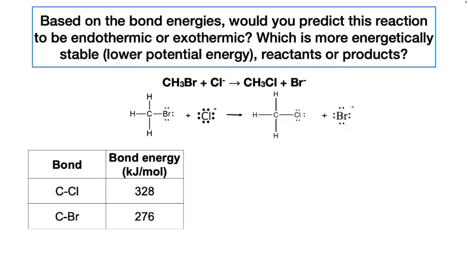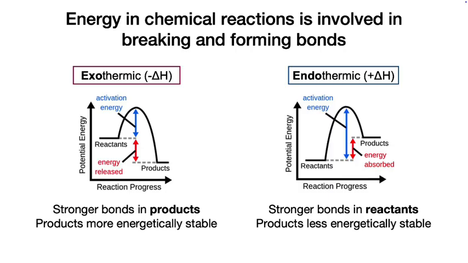Which bond was stronger, the carbon-bromine or the carbon-chlorine? The carbon-chlorine. Where's the carbon-chlorine bond in our chemical reaction? In our products. If it's stronger in our product side, we've got an exothermic reaction. Our products are more energetically stable. In an endothermic system, we're looking at the inverse. The stronger bonds are in the reactants.